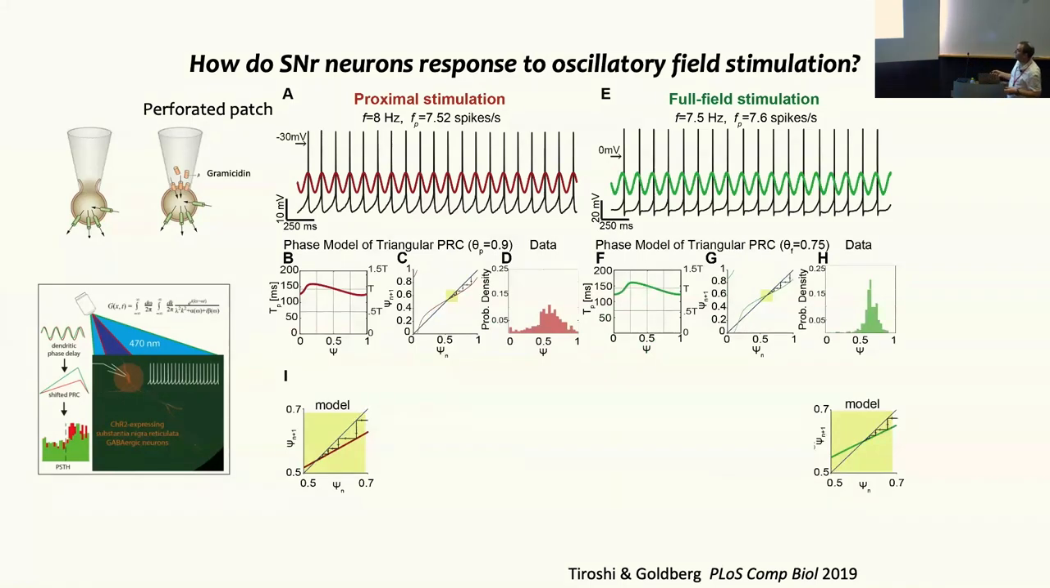Then we went back and did similar experiments to what Charlie had done with the GP. We did this a few years ago with the SNR, again with gamma-sighted recordings. You can look at the paper, but the point is that we drove the neurons near their intrinsic frequency and generated similar distributions and similar return maps. And you could see the shift in the return maps.